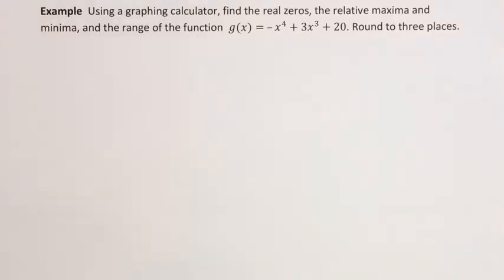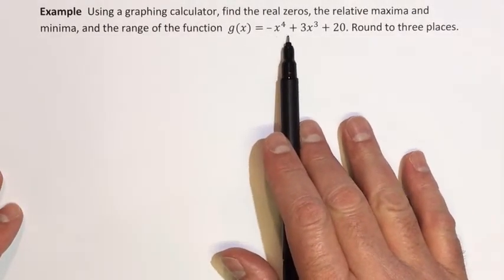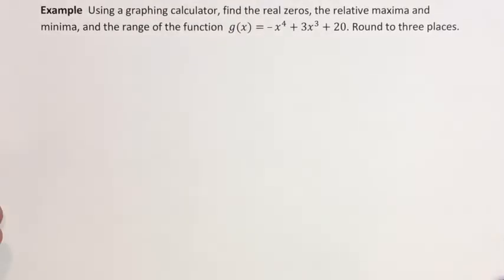In this video, we want to use a graphing calculator to find the real zeros, the relative maxima and minima, and the range of a polynomial function. The polynomial function that we have is g of x equals negative x to the fourth plus 3x cubed plus 20. So we can't really find the zeros of this one algebraically, at least not very easily. So we're going to use our graphing calculator to do that.